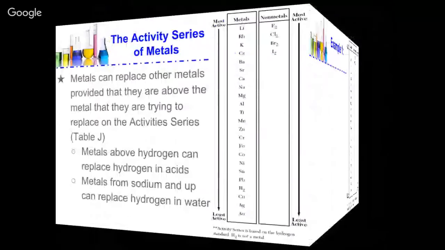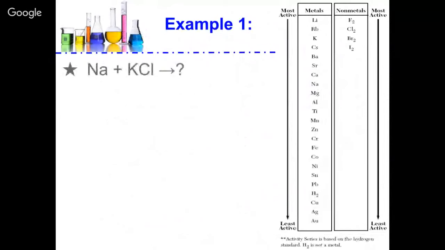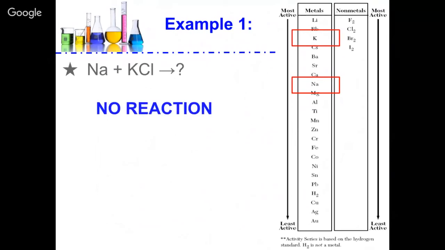So what does that mean? Let's look at an example. Na and KCl. Na and K are going to be our metals in this scenario that are going to switch places. So we need to figure out where they are on the activity series. Na is located right here and K is up here. So no reaction is going to occur because K is more reactive than Na is.